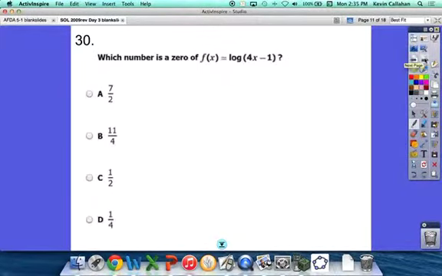Okay. Now, one that we didn't do was the number 30, which is another logarithm. And this one says, which of these is a 0 of the function? Right? What do we mean by a zero of a function?